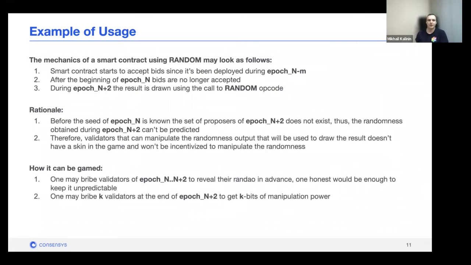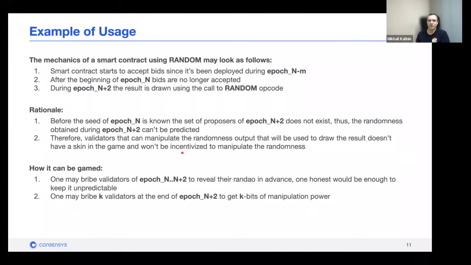What's the rationale behind this design? So yeah, that's the look ahead limitation. Before the set of proposers, the set of RANDAO reveals is known, the set of proposers doesn't even exist. Those players who can gain something from influencing the randomness 2 epochs after, they don't even exist, and they have no incentive to participate in this lottery. So that's why it's pretty safe, and that's the rationale behind this design.